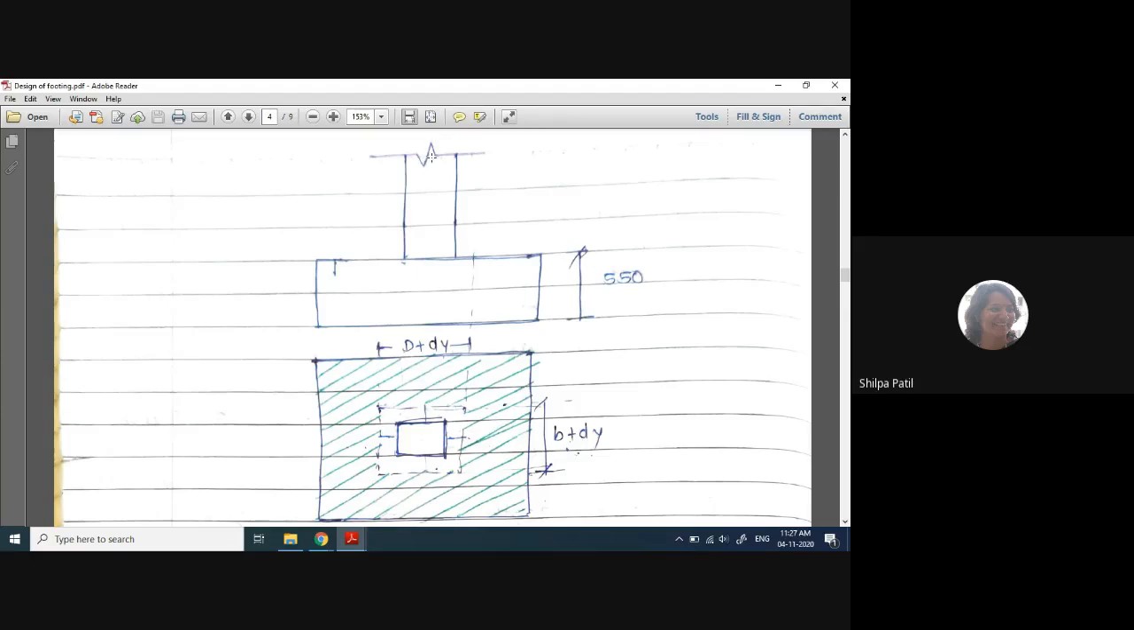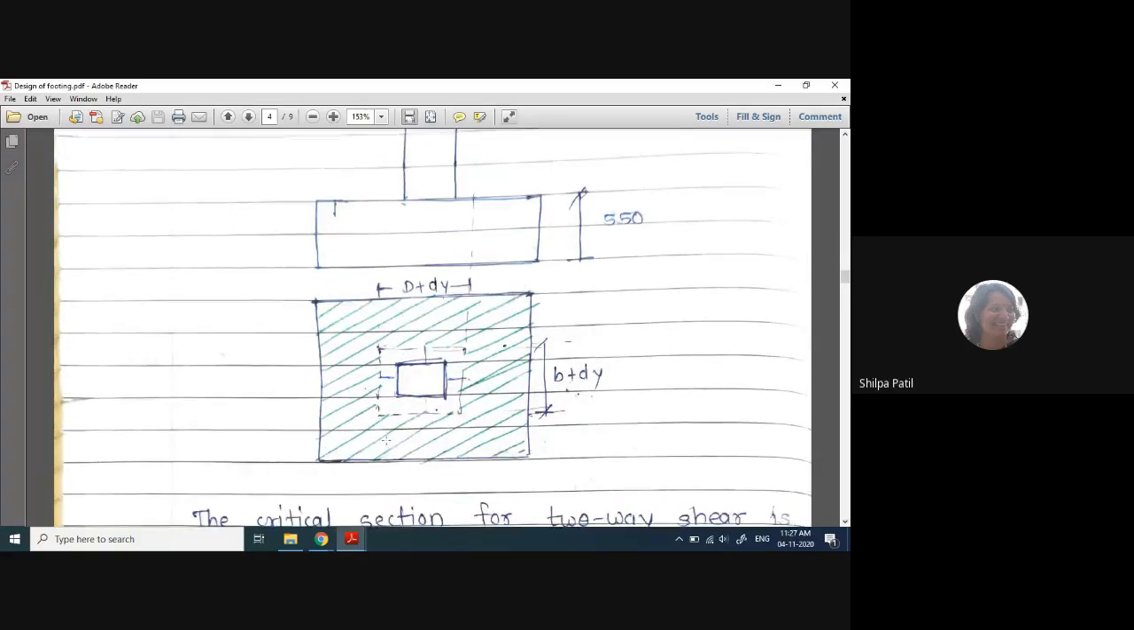So when an axial load is acting here, this load is concentrated at a certain portion on a footing only. If I consider a plan here, it is concentrated on this particular portion. That is the cross-sectional area of the column. So in this particular region, because of the axial load acting on a column, it gives a punching effect on the rectangular footing.